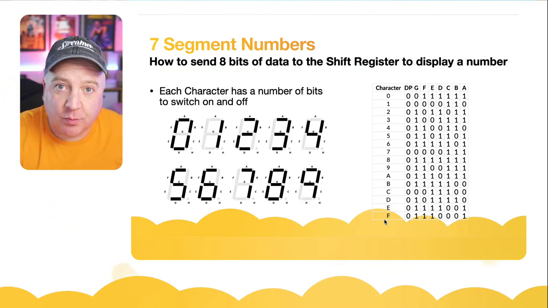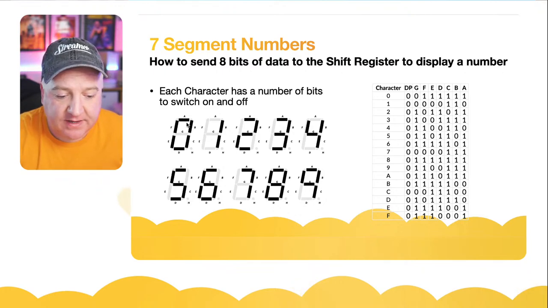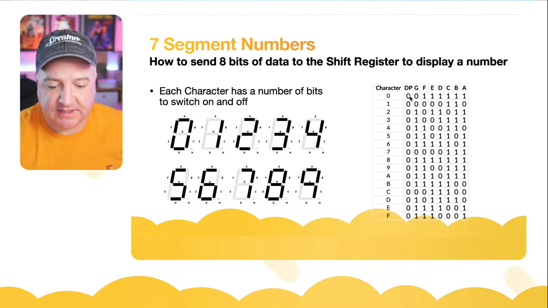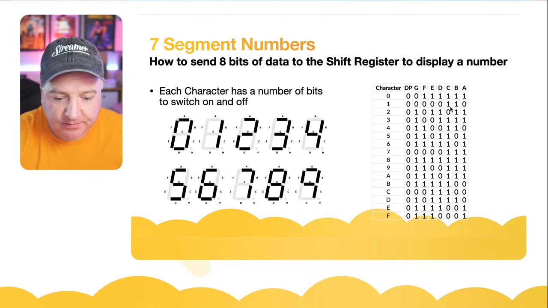If we look at just a couple of these, so we understand what's going on. The number 0 is actually made up of 6 segments. Segment A is lit up, segment B is lit up, and you can see segment C is lit up, D, E, and F. Segment G isn't, so everything apart from G is lit up. Then we've got the decimal point, and I've just left that 0 for everything. Then for 1, we've only got B and C lit up. Again, in our little table, we've got B and C lit up, but that's all.